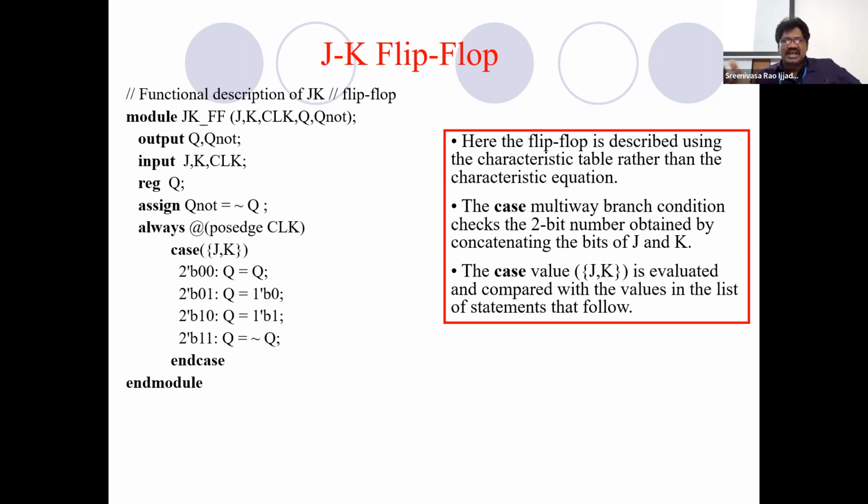Whenever it is 00, I think from the truth table you can say the next state and present state are both the same, no change state, so that Q is equal to Q. Whenever it is 01, the reset state, so Q is equal to 0. So 10 means set state, so that Q is equal to 1, and the last state is the toggling state, whenever both are 11, Q becomes complement.